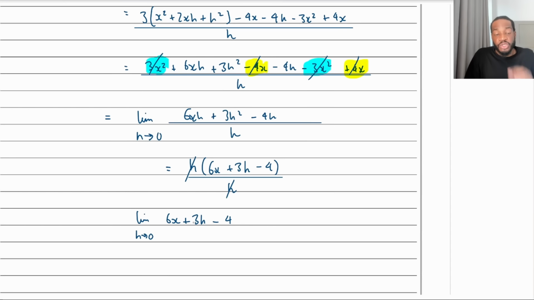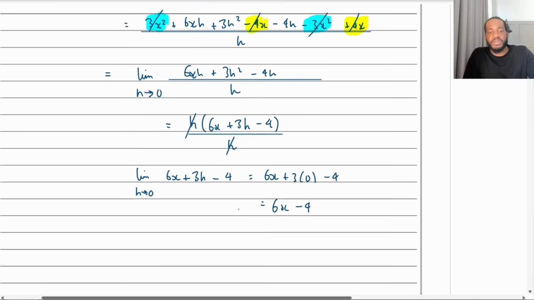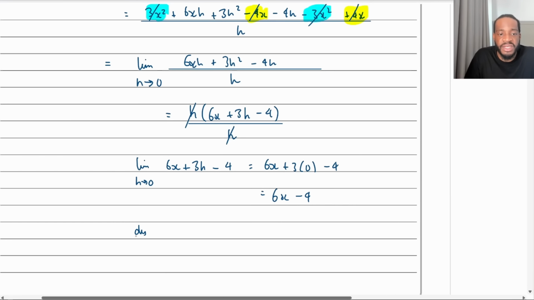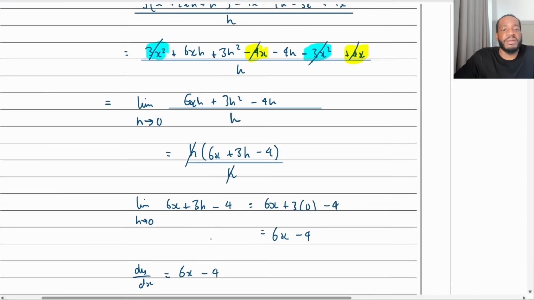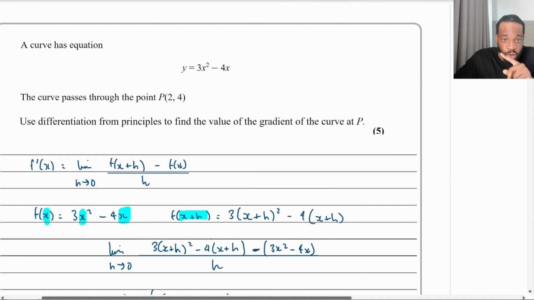Right? So what you do when you get to this step here, h tending to 0 is essentially h equaling 0. So it's just equal to 6x plus 3 lots of 0 minus 4. So therefore it's 6x minus 4. Okay? So this is what dy dx is equal to. dy over dx is equal to 6x minus 4. Let's just check by doing normal differentiation if that's it. 2 drops to the front, 6x minus 4.